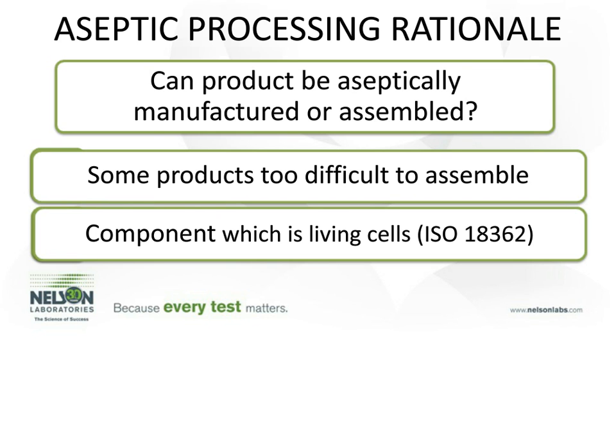And another option is components which have living cells. There is a separate ISO document which is just about to be published. It's 18362. So certainly if the product requires living cells, then they cannot be sterilized, and all the other components of the product can be, but one component of that product, which would be the living cells, would not be sterilized prior to the aseptic assembly or aseptic process. So those are things to consider.